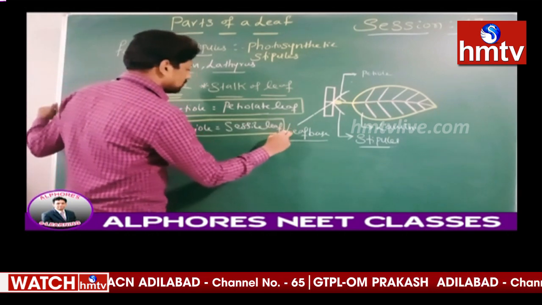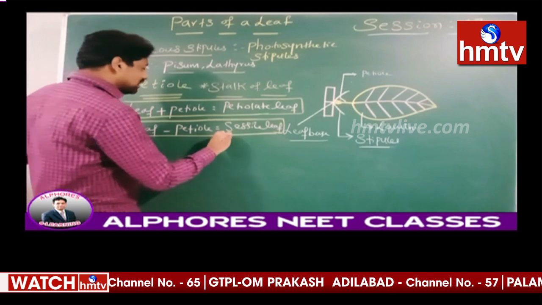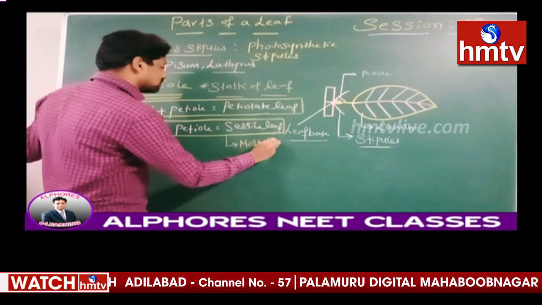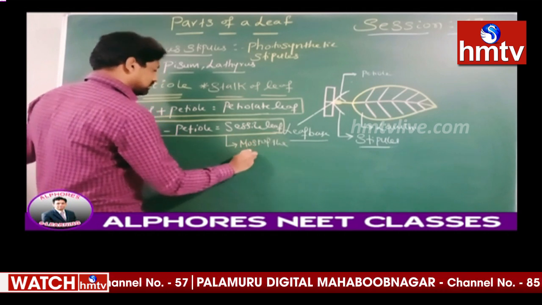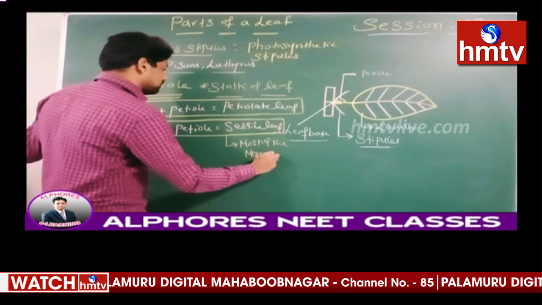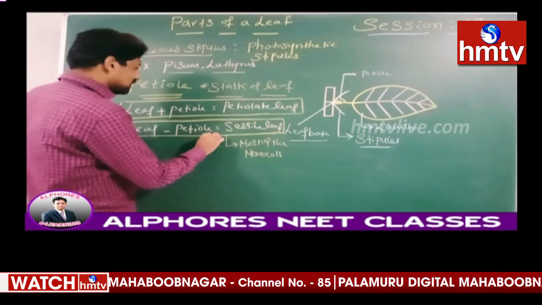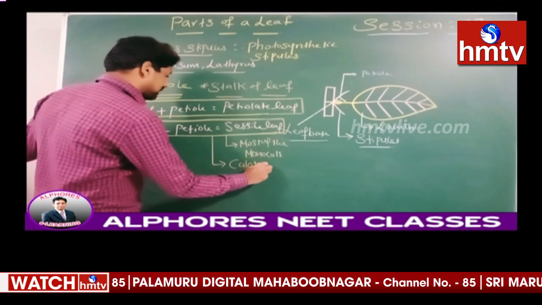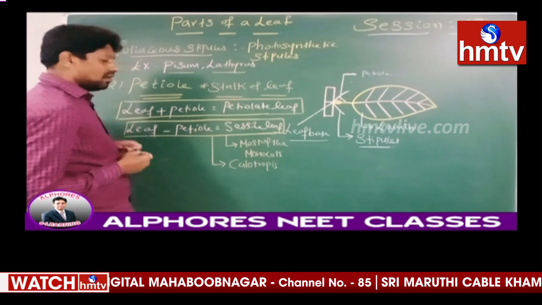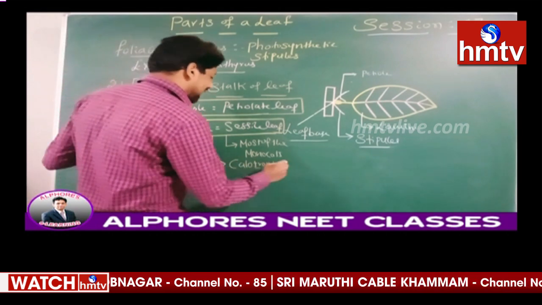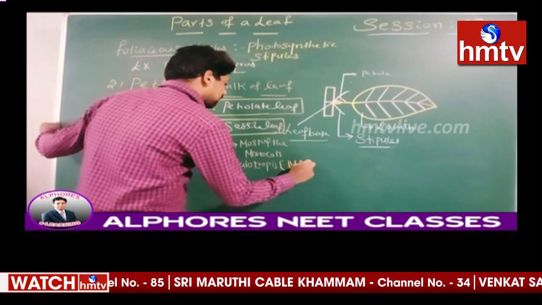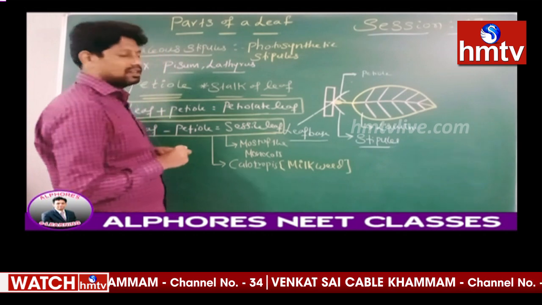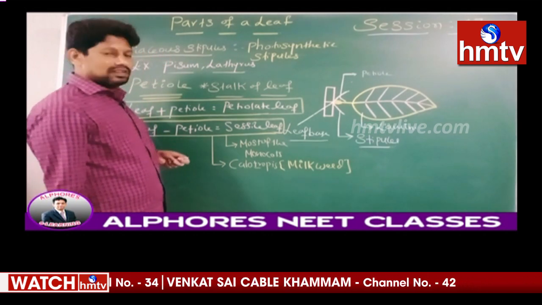So, sessile leaf examples I am writing. Most of the monocots. Even this sessile leaf is seen in the case of the Calotropis plant. What is the common name of the Calotropis plant? Milkweed. Okay.